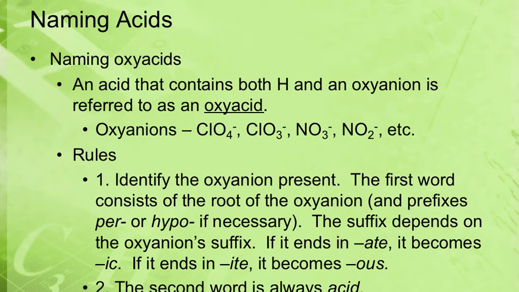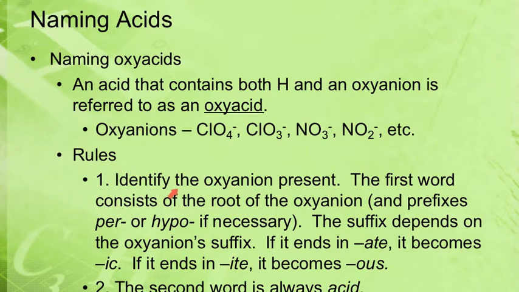Okay, naming system number 2 for acids is if the acid is an oxyacid. So this is simply an acid that contains both hydrogen and an oxyanion, so it's a negatively charged ion with oxygen in it. It's called an oxyacid. Okay, so you can have oxyanions, right? These are things like perchlorate, chlorate, nitrate, nitrite. Notice it's got oxygen in it, right? Multiple oxygens in this case, okay? You can't just have one. If it's like a hypochlorite, that's fine too.